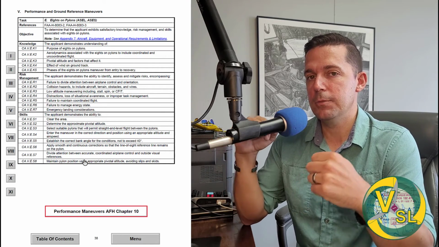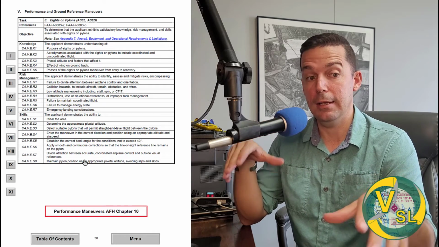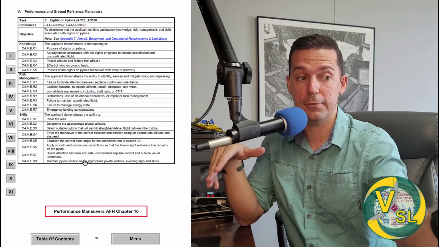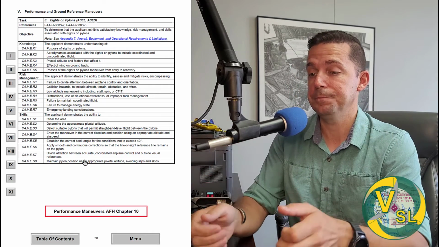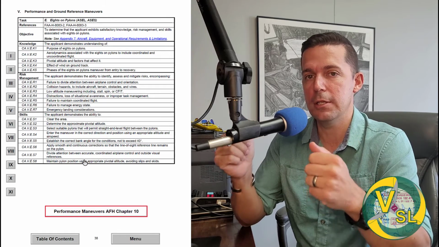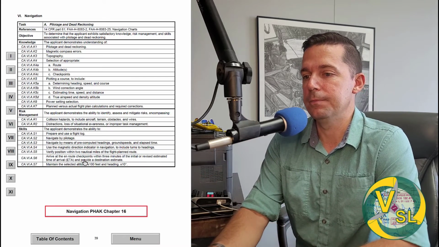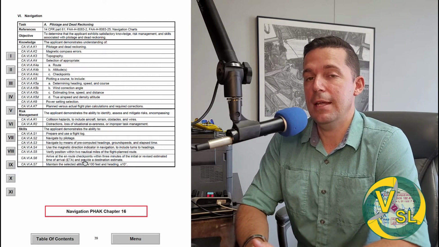And the 8s on pylons maneuver forces you to move your head outside the cockpit at kind of an odd angle, right? You're looking off to the left or to the right, and you're still having to fly a coordinated airplane. So this really does a good job of showing mastery of the aircraft. So I like this maneuver. All right, we're on to navigation.